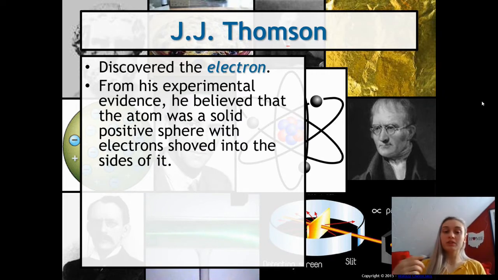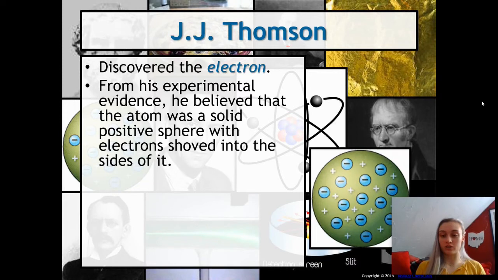And so he believed that atoms were a solid positive sphere. And so that's what that looks like. Just like a circle with a bunch of little electrons kind of thrown in there randomly on the sides of it. So he thought they were kind of on the outside.